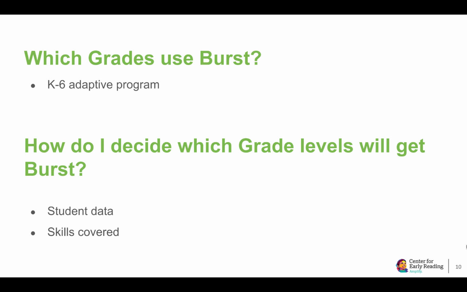Some programs may focus on early phonological awareness and decoding skills. These will be most appropriate for K2 or K3 students. Others may only focus on reading comprehension, which may be more appropriate for students who already have decoding skills, likely in grades 2 and 3 or above.